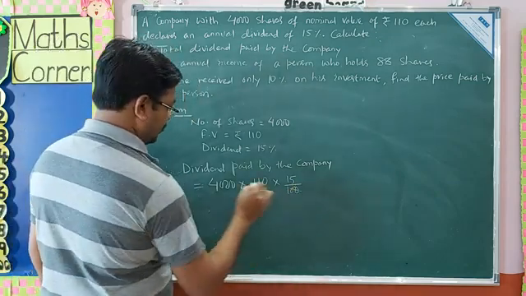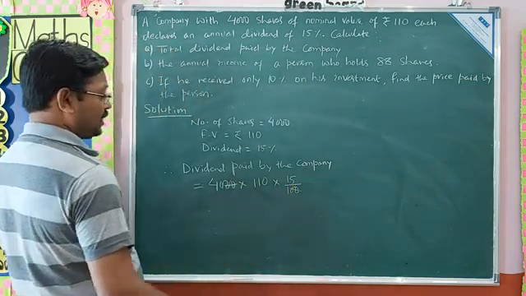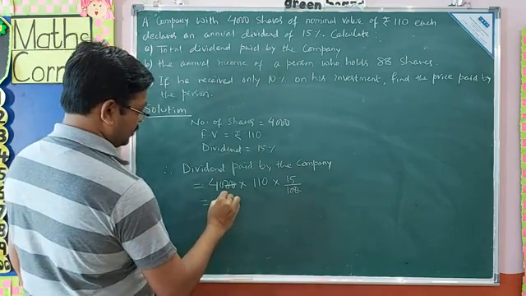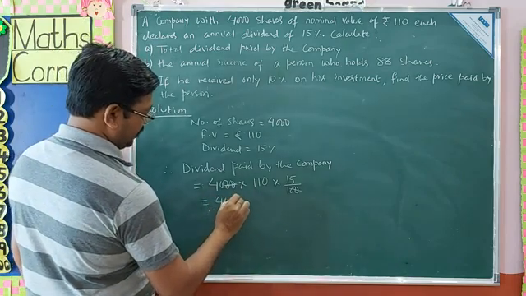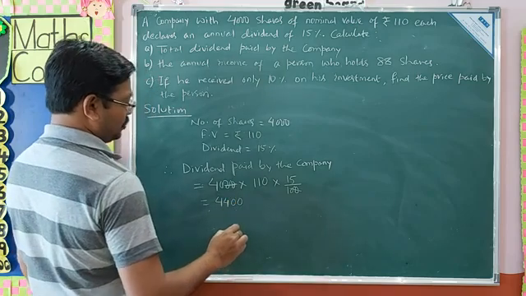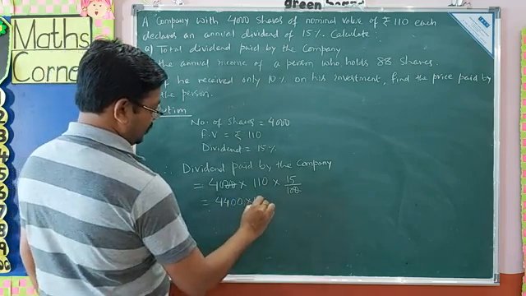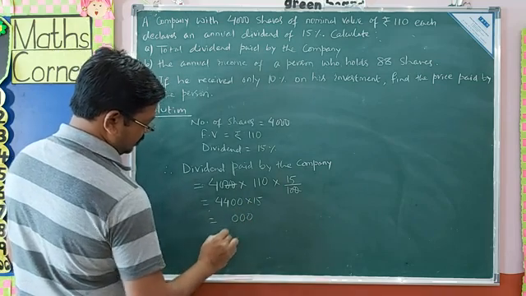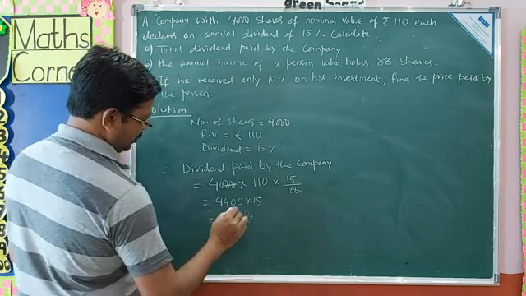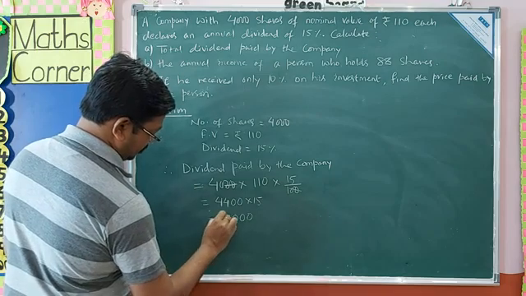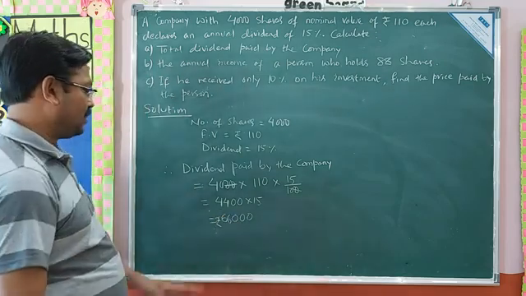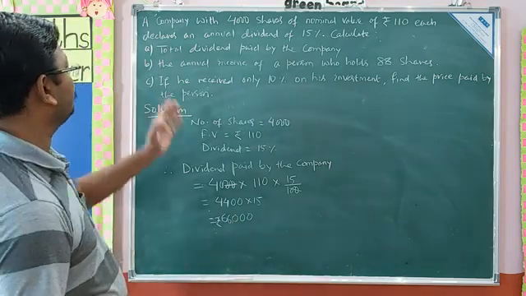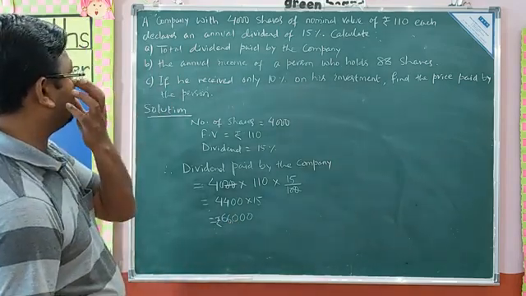So we will see how much we are getting. This is 440, 11 4s are 44, and then we have two zeros, into 15. 15 4s are 60, and 6, 66. So the total dividend paid by the company is rupees 66,000, that we got. So we got the answer for question number 1.